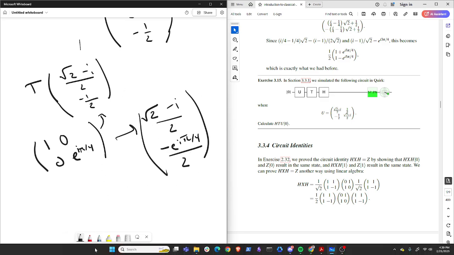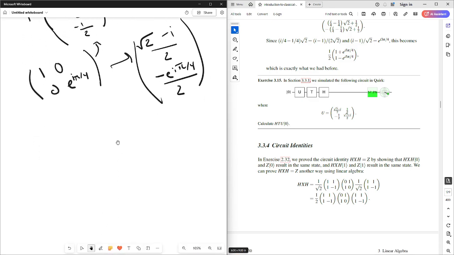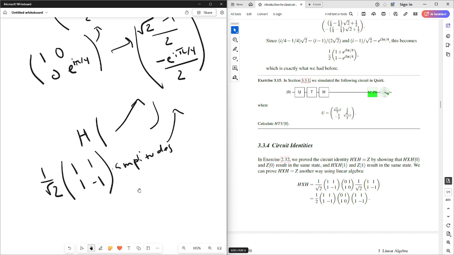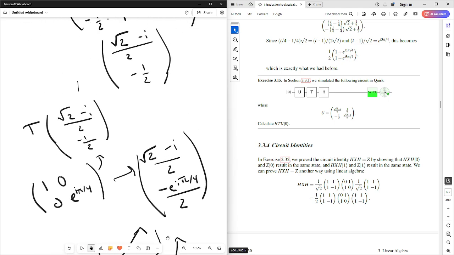Okay, and once again, now we'll apply the final gate, which is the H gate, to this state. 1 over square root of 2, 1, times our amplitudes above, so our amplitudes here wind up with 1 over square root of 2, 1 times (square root of 2 minus i) over 2. Just verify that I didn't. Okay, perfect.